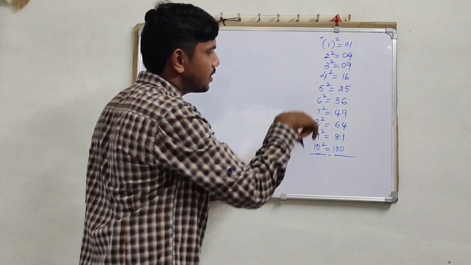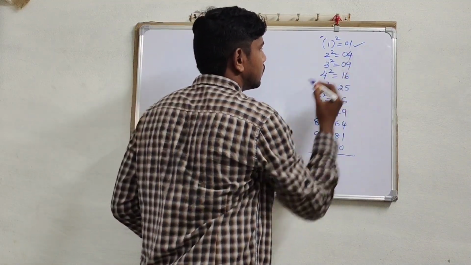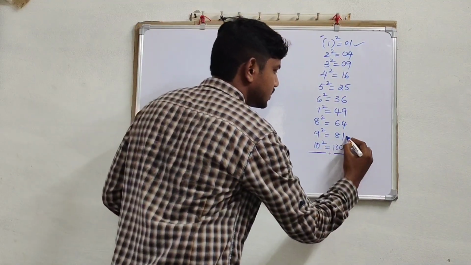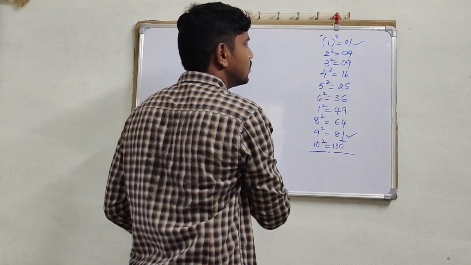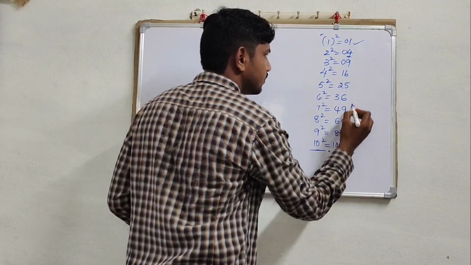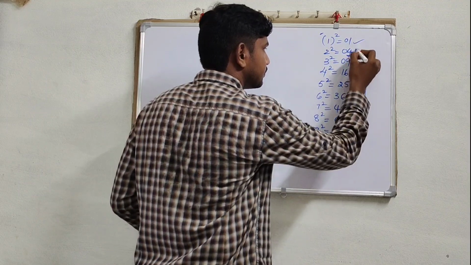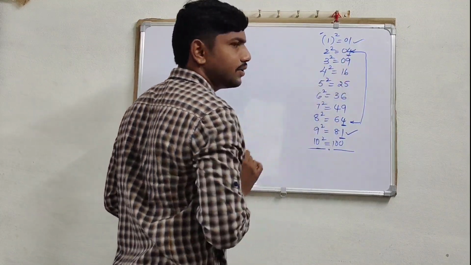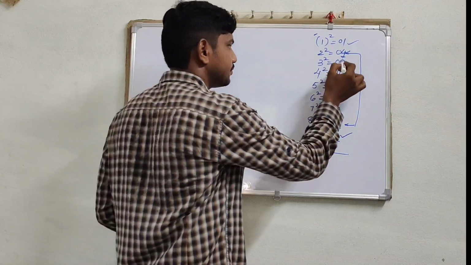If you observe the squares of the numbers, 1 square has unit digit 1, as well as 9 square has unit digit 1. And 2 square has unit digit 4, as well as 8 square has unit digit 4. These two will match. As well as 3 square has unit digit 9, and 7 square has unit digit 9.